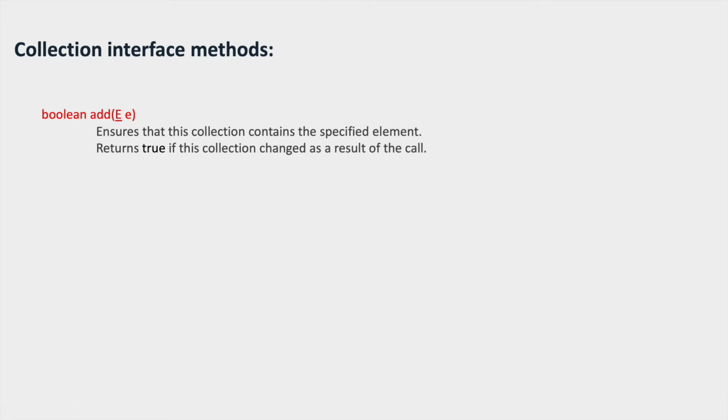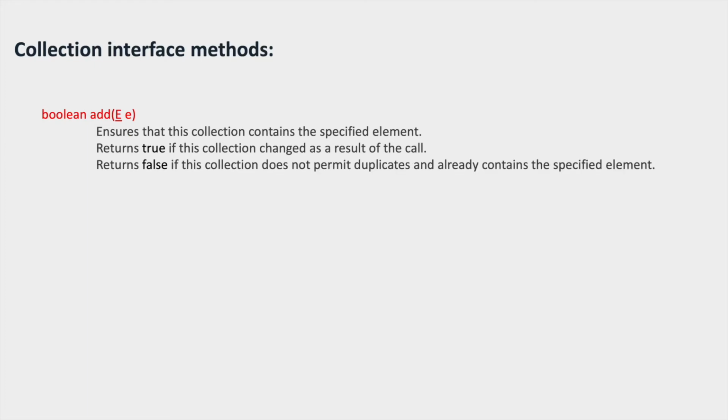That means by using the add method, if you are able to add an element to the collection, the collection object will change in size, so the add method will return true. The add method returns false if the collection does not permit duplicates or already contains the specified element. That means if it is not able to add the given element to the collection object, it will return false. So if you want to add an element to the collection object, we will use the add method.